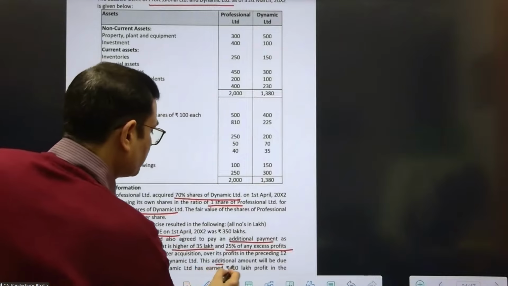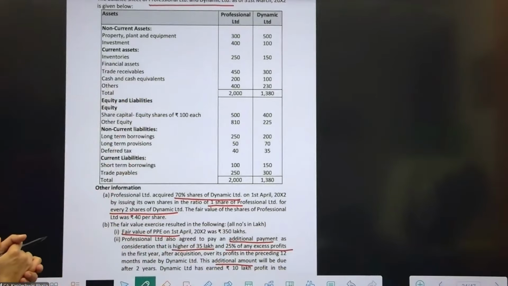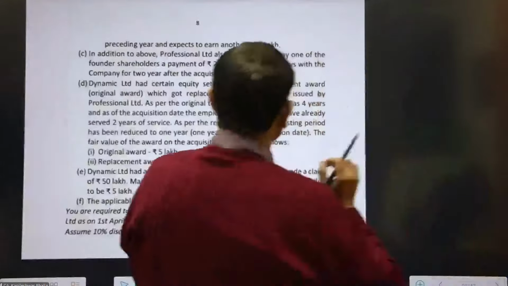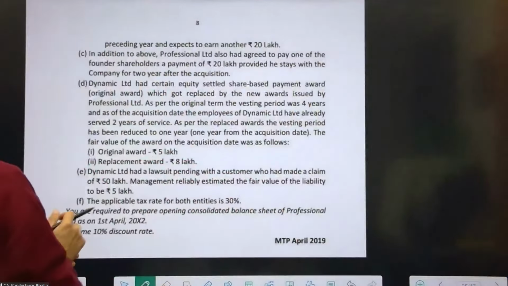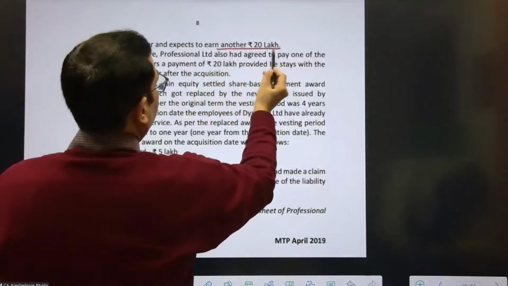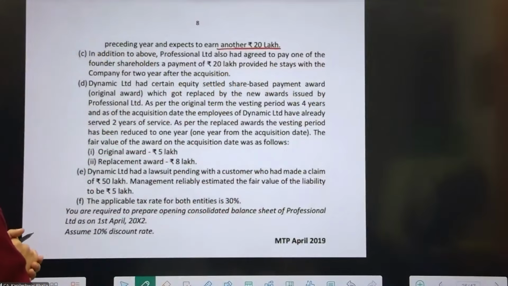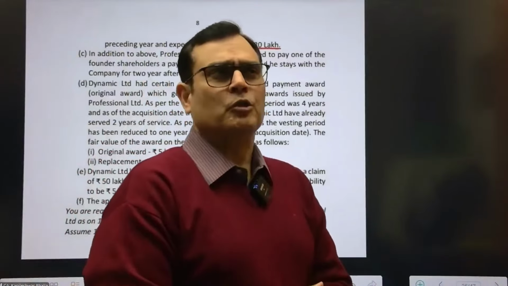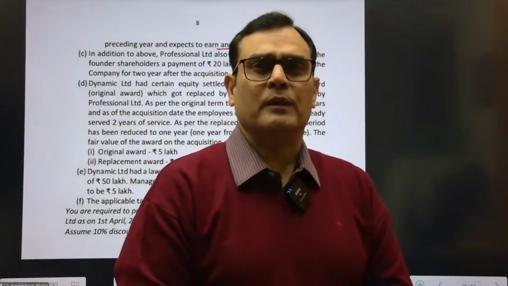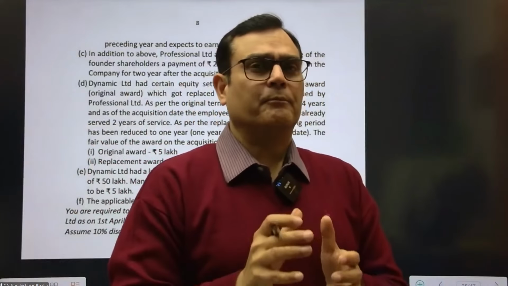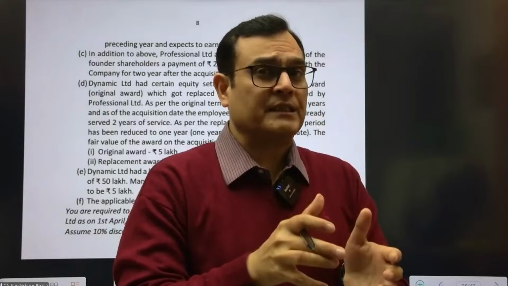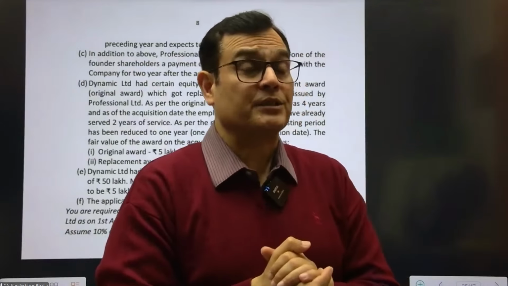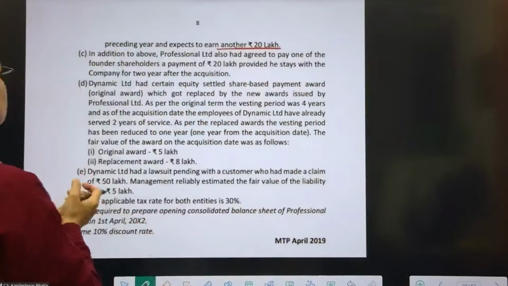Then he says this additional amount will be due after 2 years. Dynamic has earned 10 lakh profits, it says, in the preceding year, and it expects to earn another 20 lakhs. So even if you consider that they will earn 20 lakhs in the future, 25% of 20 lakhs will come to just 5 lakhs. So I think they're bound to pay only the 35 lakhs. They will not be liable to pay any excess because 25% excess is below 35.